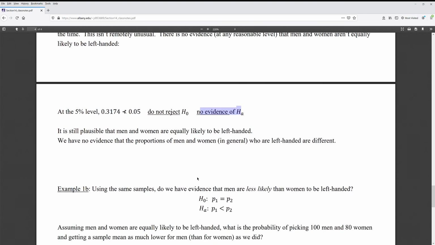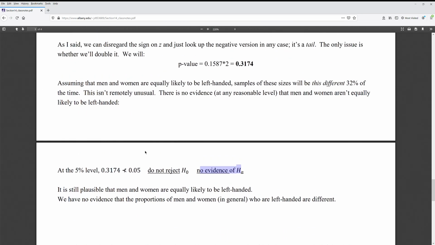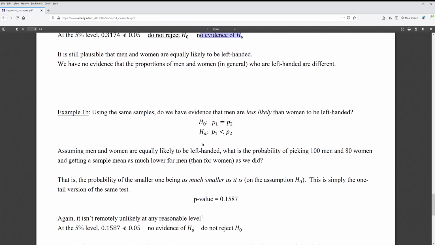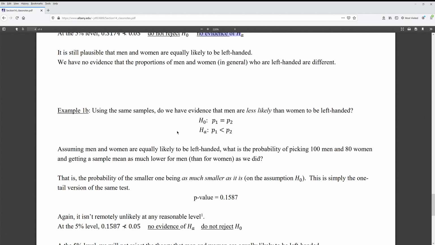There's a section 14 example. I've got another example. Well, let's just finish it off. This is the same example, but a one-sided example. Using the same samples, do we have evidence that men are less likely than women to be left-handed? It is the grammar of the question that rewords the HA. Men being population 1, we're talking about P1 being less than P2.